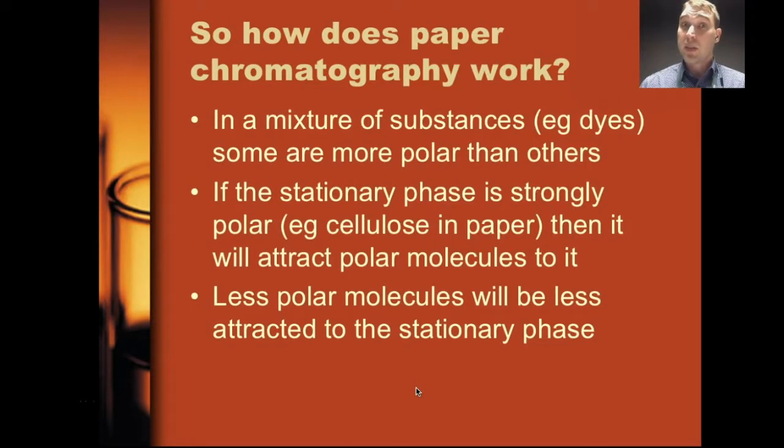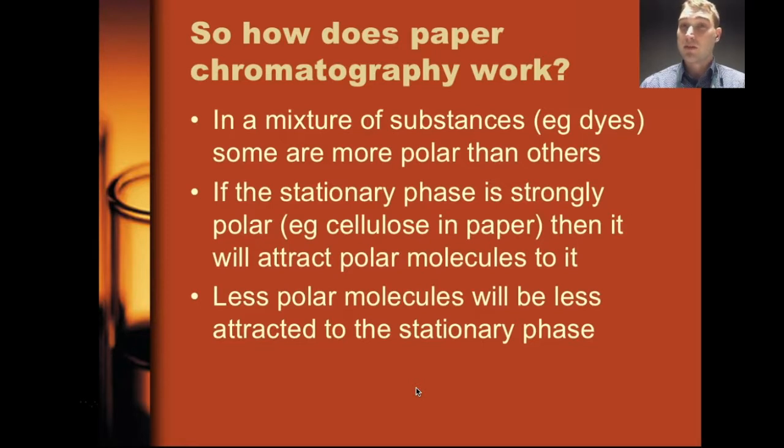So let's talk about how paper or thin layer chromatography works. Let's use an example using ink. Coloured inks are made up of different coloured inks that are mixed together, and those substances might be more polar or less polar than others in your mix. The stationary phase, if it's paper, is very polar. The cellulose present has lots of hydroxyl groups, so it's a very polar substance.